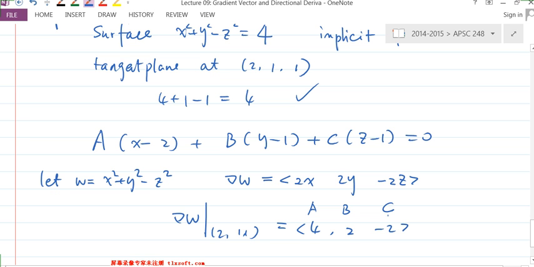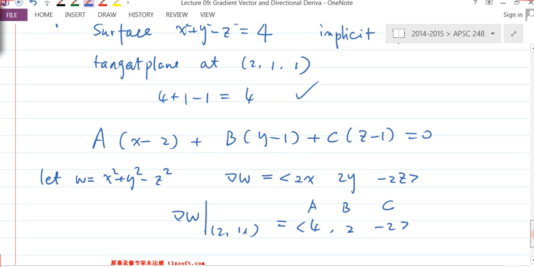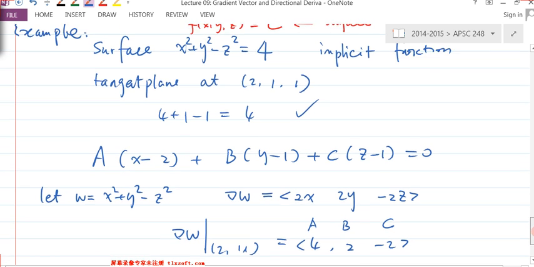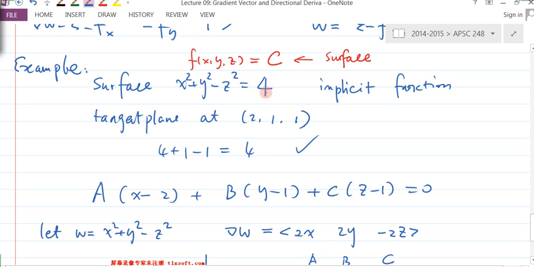Is that clear? Somebody said no? Who said no? Why is that? I have a question. With the fact that our original surface is equal to 4 instead of equal to 0, that doesn't make any difference in getting the W? Yes, it does make a difference.